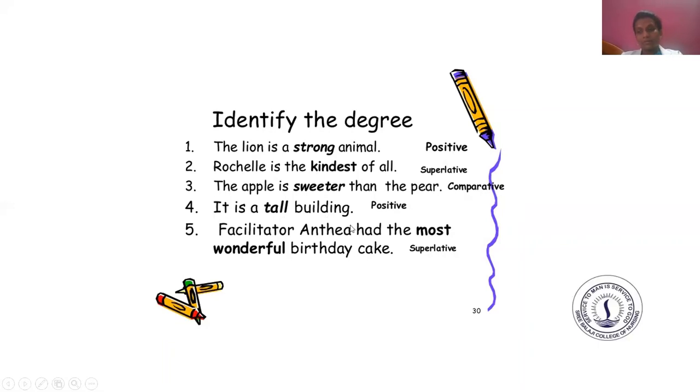It is a tall building is positive degree. You are describing only one building. So it is a tall building. Facilitator Anthea had the most wonderful birthday cake. So she had the most wonderful birthday cake is the superlative degree.